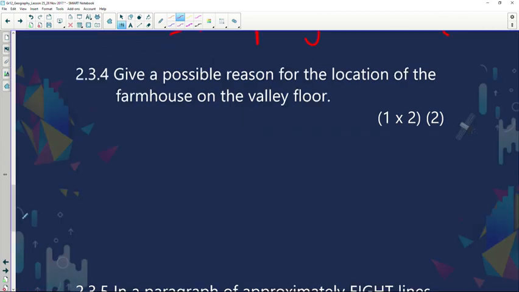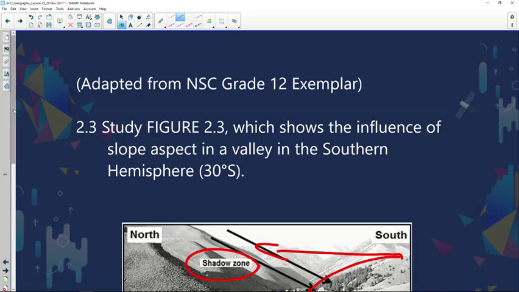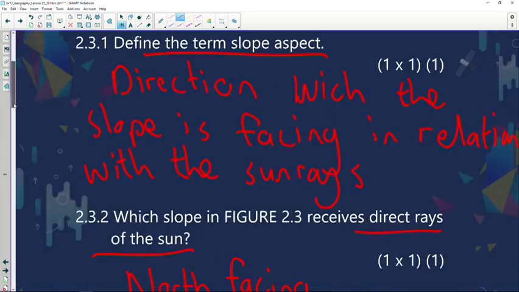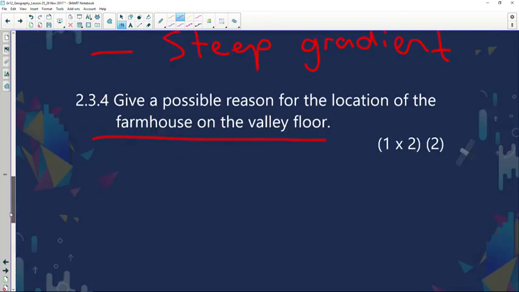Now give a possible reason for the location of the farmhouse on the valley floor. If we go back to the farmhouse, look at the location over there. The farmhouse is situated almost halfway up the slope, and there's the bottom of the valley over there. Now, a couple of reasons. Look at the gradients, not that steep. And obviously, it's close to the dam situated down there. So let's quickly answer the question after identifying some clues on the diagram.